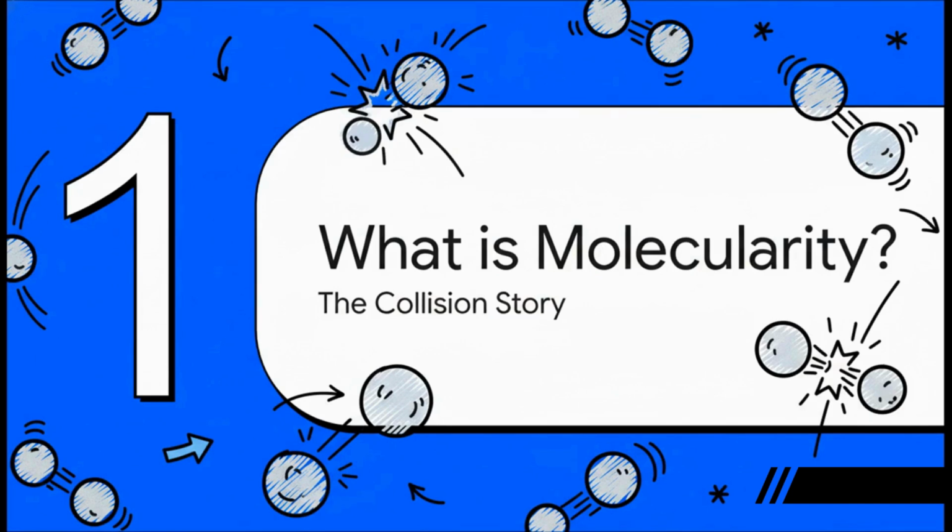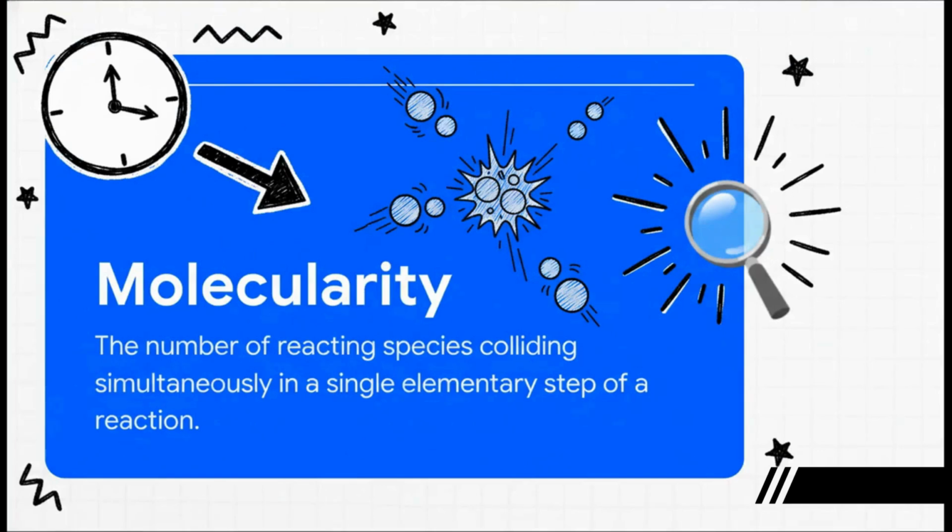Forget the complicated textbook definition for a minute. Let's just think about what's happening on the tiniest, most basic level. It's really just a collision story. Okay, the absolute keyword on this slide is simultaneously. That's the whole game. Molecularity is literally just counting how many particles, atoms, molecules, whatever, have to smash into each other at the exact same instant for a reaction to kick off. But, and this is a huge but, this only counts for one single elementary step of a reaction.